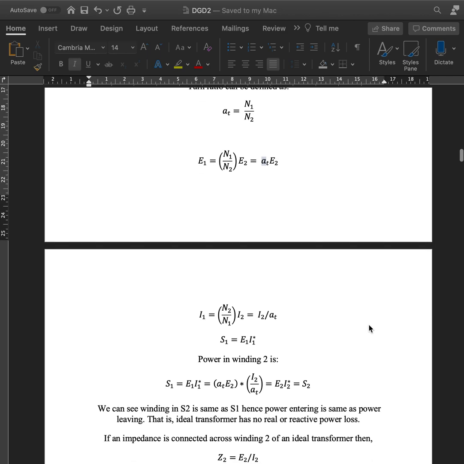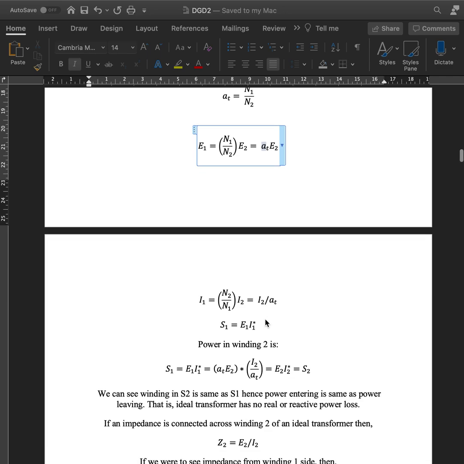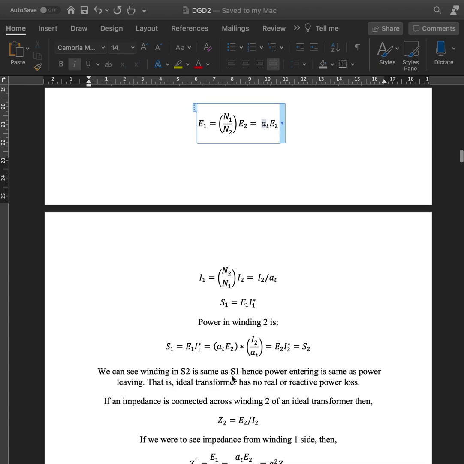All right, so we can define impedance too now basically. So impedance of winding 2 of an ideal transformer is equal to, we define it by the basic relation between the voltage and the current. V is equal to IR, and then R can be written as V divided by I, right, basically. So here instead of V we have E2 and impedance is Z2.